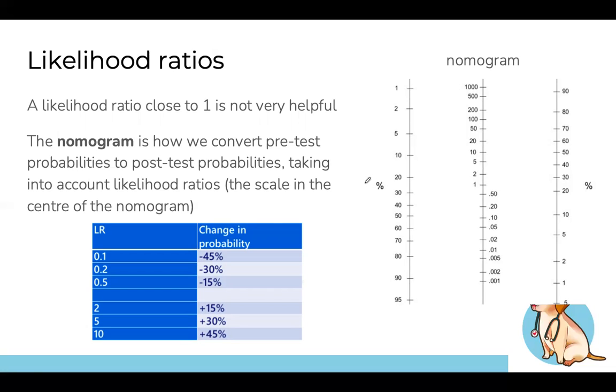So in terms of actually using your likelihood ratio to determine your post-test probability, you want to use this thing called a nomogram, which is how we convert these pre-test probabilities to post-test probabilities, taking into account the likelihood ratios of the test that you're doing. So all of your pre-test probabilities are on this side of the graph, and all of your post-test probabilities on this side. So you might be thinking, what is the pretest and how do you find it?